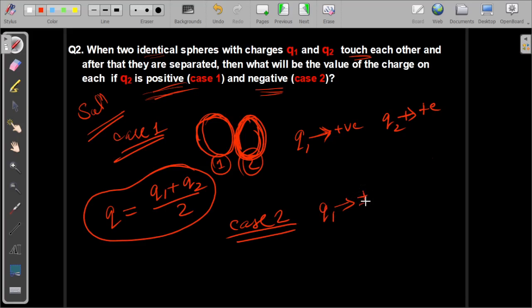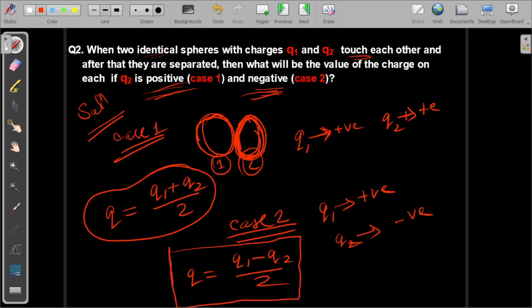Suppose this is positive like the previous one, and here in case 2, q2 is negative. That means they are of opposite signs. In case of such opposite signs, what will we do? We'll subtract in this way and divide by 2. This will be the final value of charge on each body. Understood? Suppose this is Q, this is Q prime. I have denoted it in this way. In this way you will get the values. This is simple.